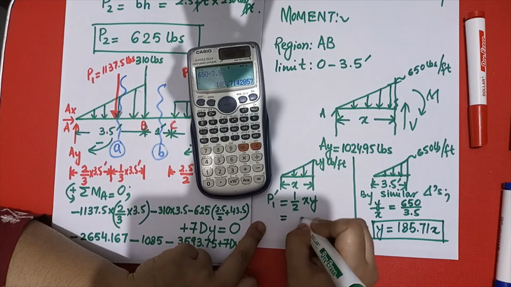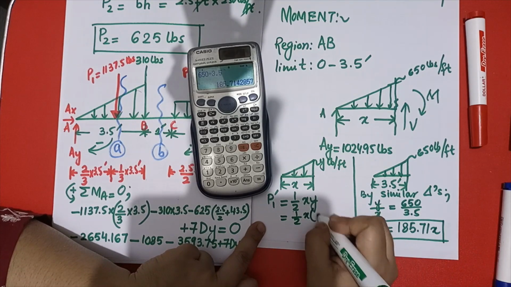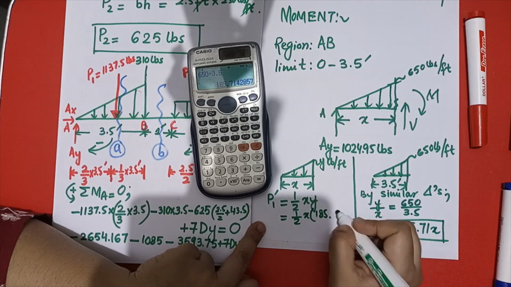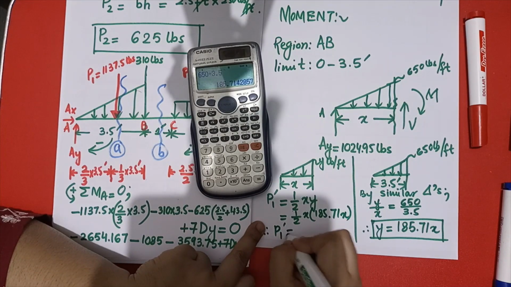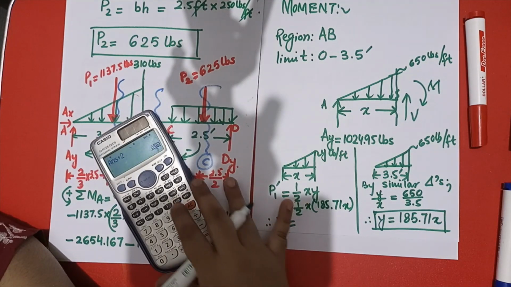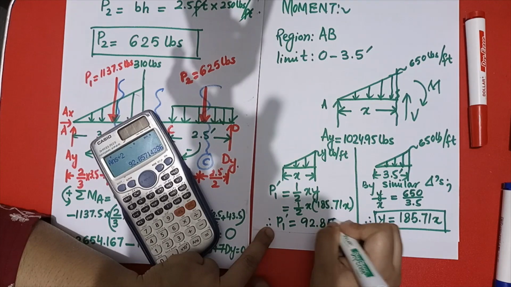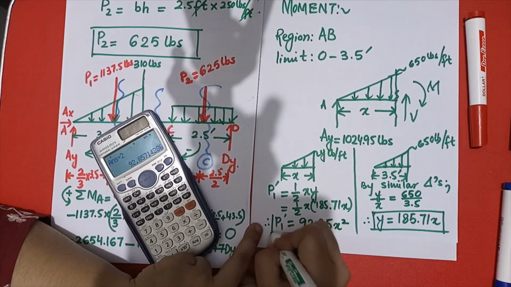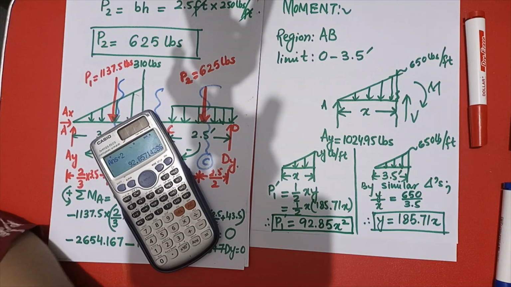Hopefully it will be clear to all of you. Having put this value of y here, it will be 185.71x. So therefore P1 dash is equal to this divided by 2. The answer comes out to be 92.85 x square. This will be P1 dash.